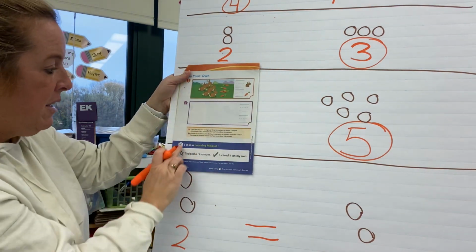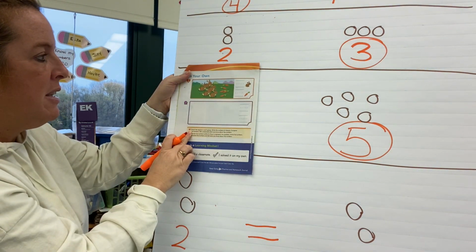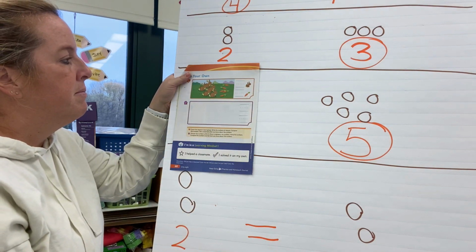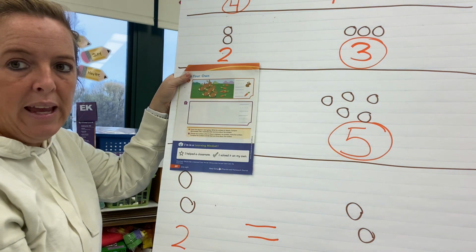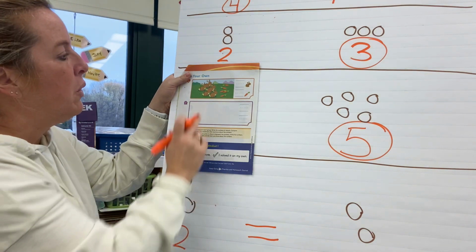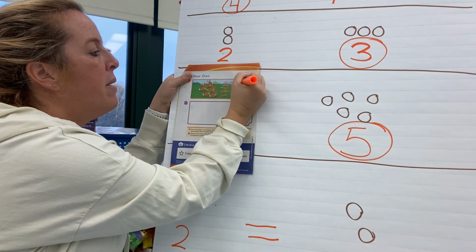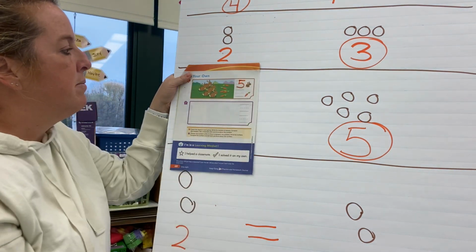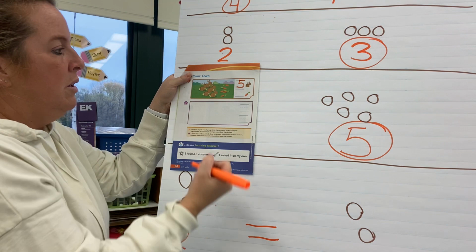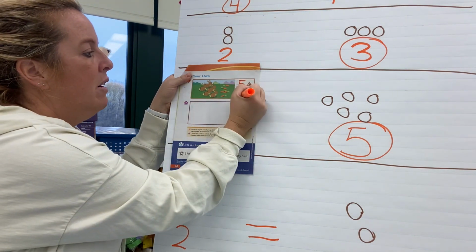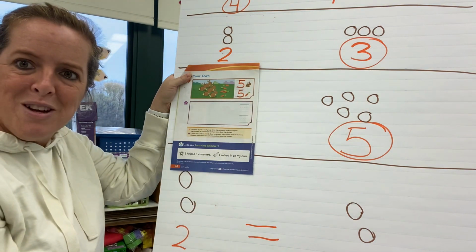Turn your page. I'm at number 6, so I'm going to read. It says count the objects in each group. So let's count the bunnies. How many did you get? I'm going to check you. 1, 2, 3, 4, 5. Yep, there were 5 bunnies. Count your carrots. I'm going to check. 1, 2, 3, 4, 5. Good.